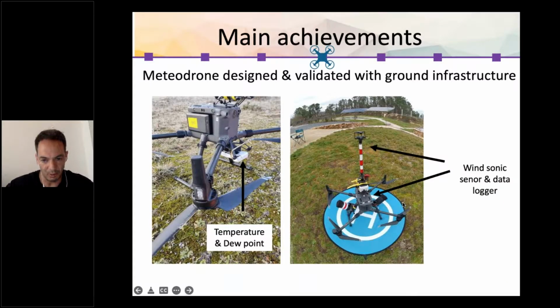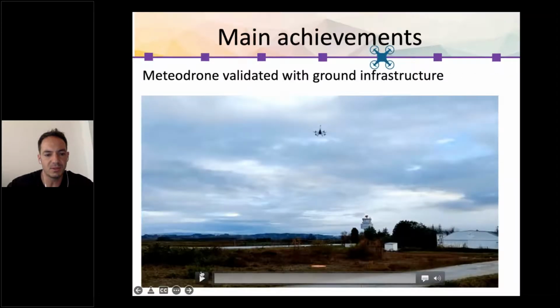Okay, so now let's go for the drone that we have been using. We call it Metro drone. So as you can see here, we have some temperature and dew point, and wind sensors. We need to carefully design the position of the wind sensor in order to avoid the interference of the rotor in the measurement that we were doing. And here you can see the Metro drone.